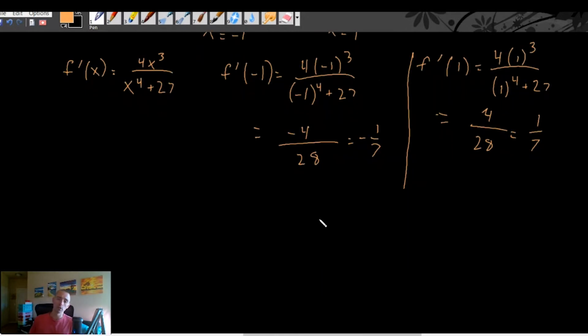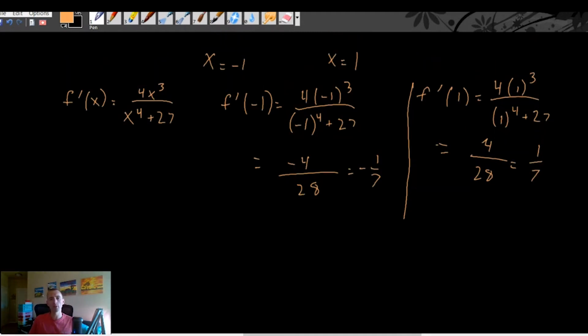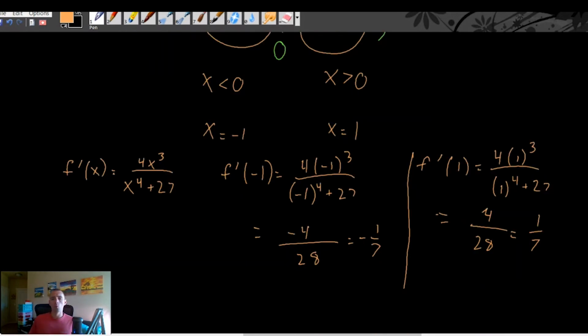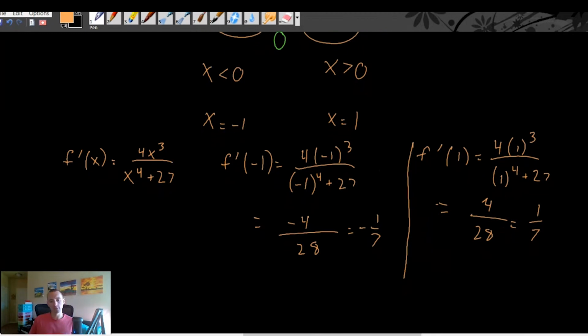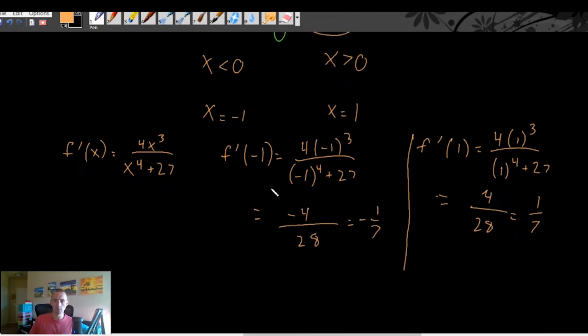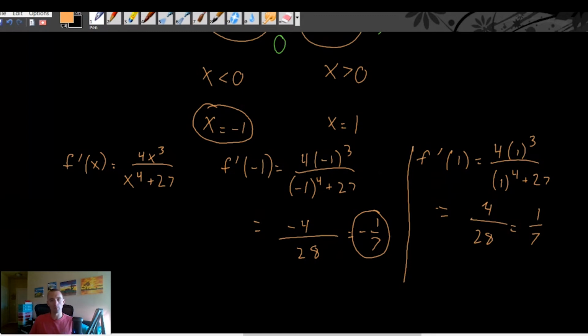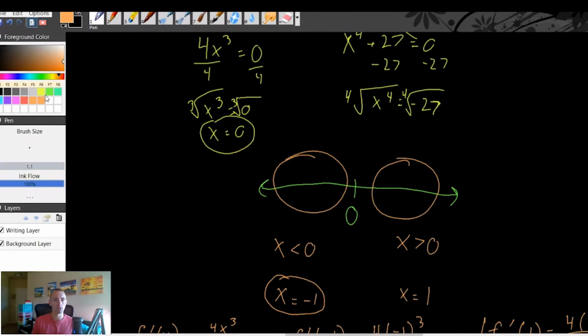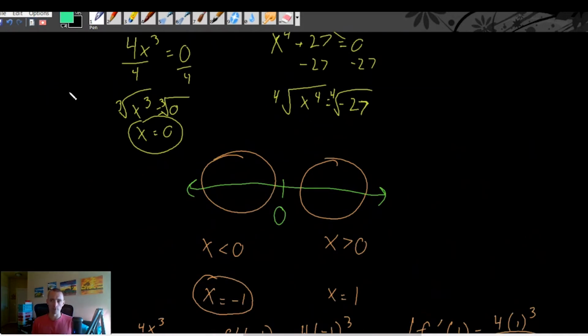So now that we have plugged in our critical numbers, or not our critical numbers, I'm sorry, now that we have plugged in the numbers that we chose to the left and the right of our critical number, what does this tell us? Well, the first derivative test tells us that since f prime is negative at this x value, that means the slope of our original function is negative at that x value, because the derivative of a function always tells you about the slope of the original function at any given point.